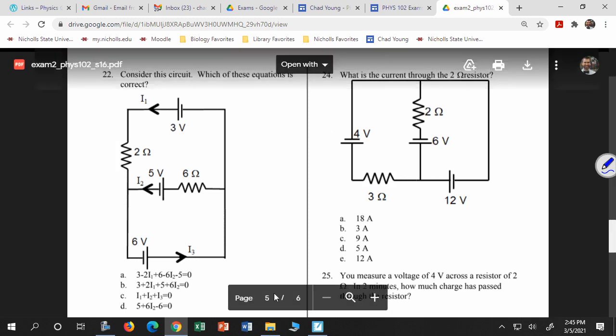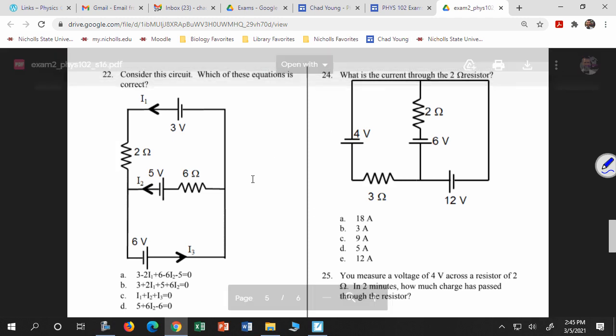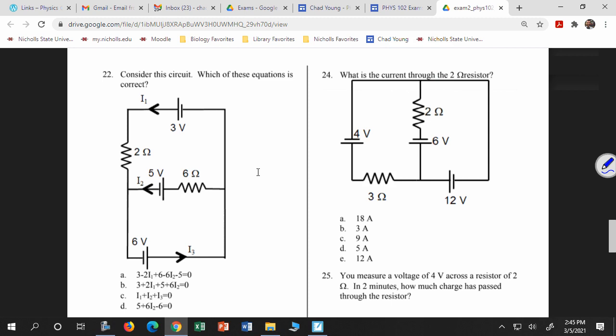Okay, can we do number 24? We'll find the current through the 2 ohm resistor, and then we'll find the other currents too. But I'm going to choose directions. I think I'm choosing these incorrectly, but I'm not entirely sure. I'm going to call this I3. I will call this I1, and then I will call this I2.